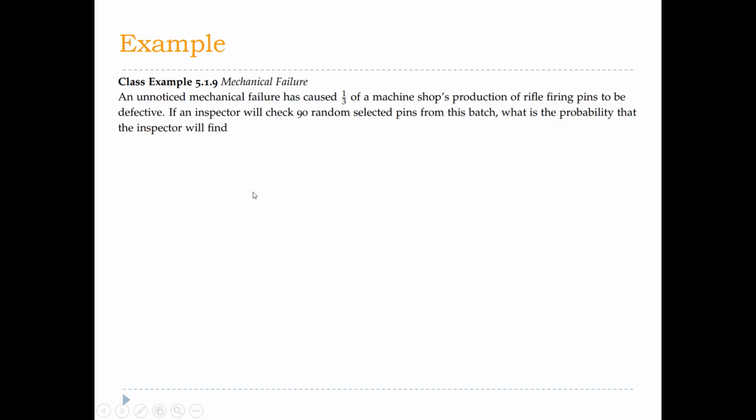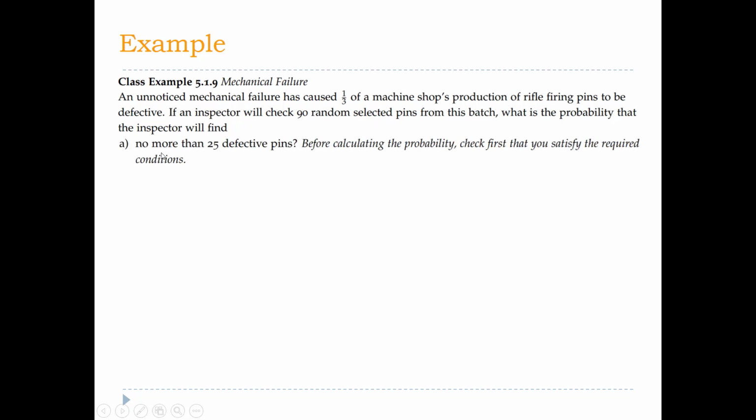An unnoticed mechanical failure has caused 1/3 of a machine shop's production of rifle firing pins to be defective. If an inspector will check 90 randomly selected pins from this batch, what is the probability that the inspector will find, letter A, no more than 25 defective pins? So I gave a hint here. Before calculating the probability, check first that you satisfy the required conditions. So in this problem, I would like to use the normal approximation to calculate this probability.